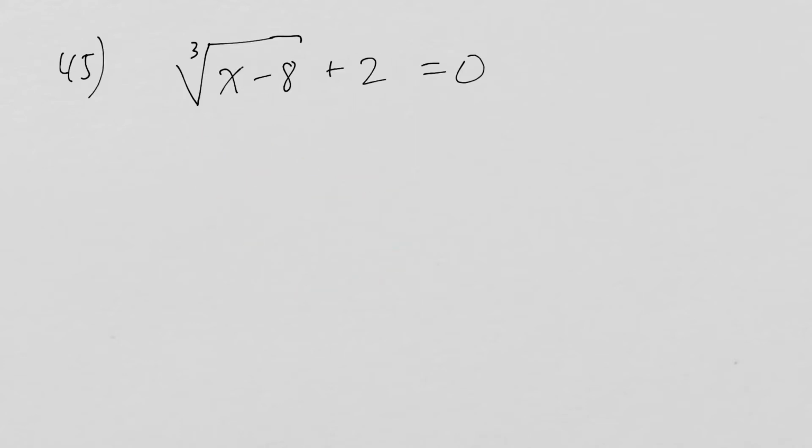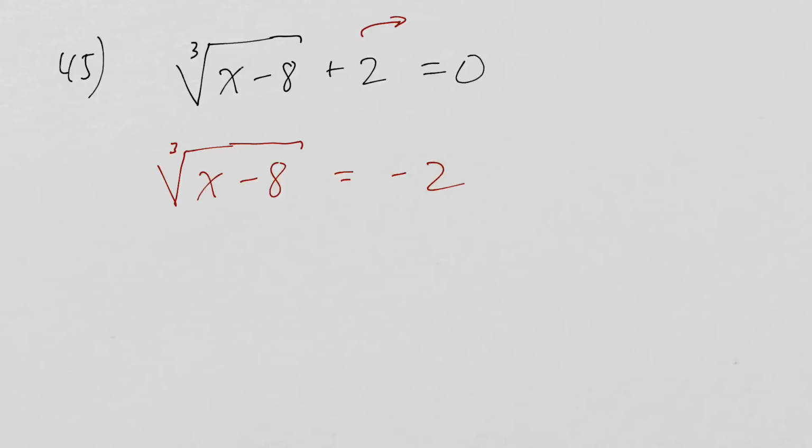So I'm going to start by isolating my radical, moving that over, and I have the cube root of x minus 8 is equal to negative 2. Now, this is a negative here on the right, but this is an odd index, so that's perfectly okay. That's not a problem at all. If it was an even index equal to a negative, we'd stop and say no solution.